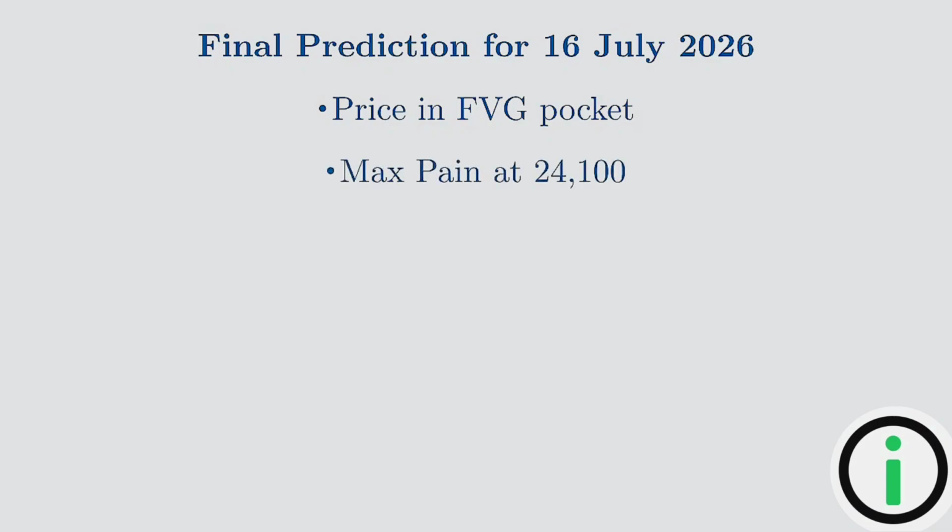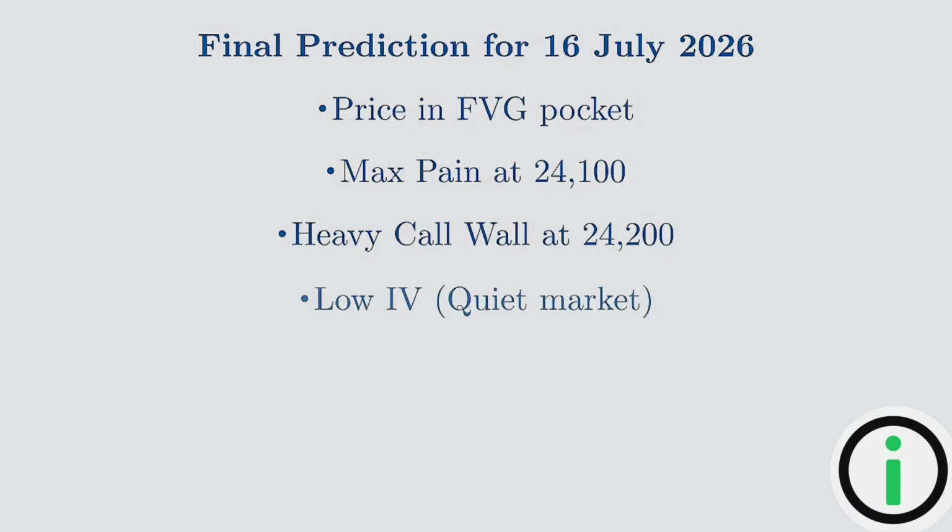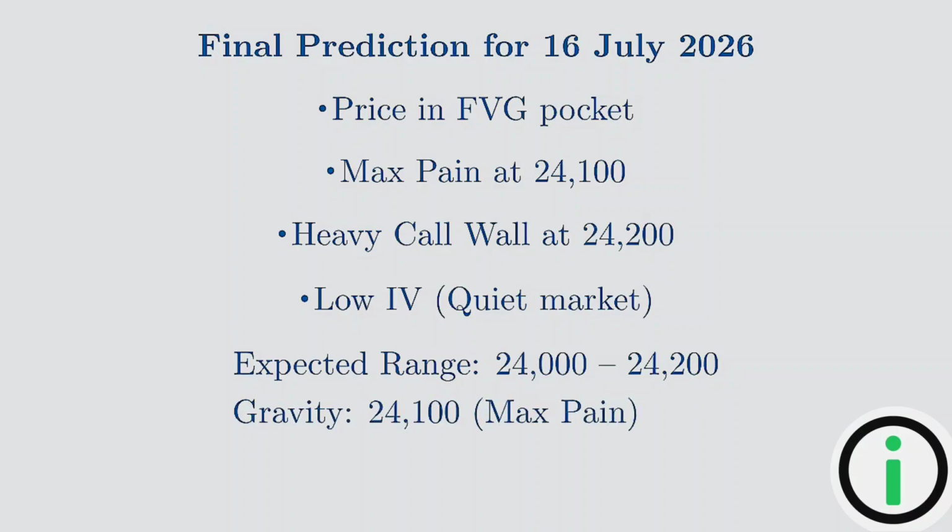So, what is the most likely outcome for July 16th? When we combine all our data points, the price sitting inside that unresolved FVG pocket, max pain sitting right at the spot price of 24,100, and the heavy call writing at 24,200, the evidence points toward a range-bound to mildly positive session. We expect the Nifty to oscillate roughly between 24,000 and 24,200. There is a very high probability of the index drifting toward the 24,100 max pain level by the close, as options expiry flows take over.